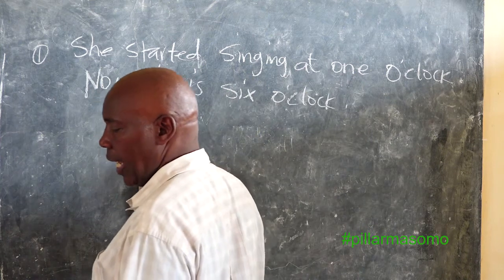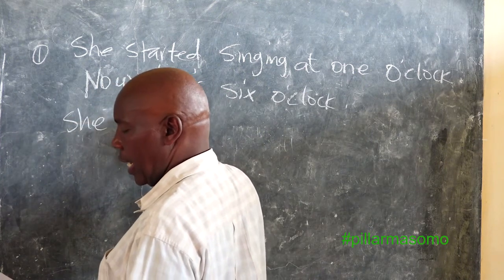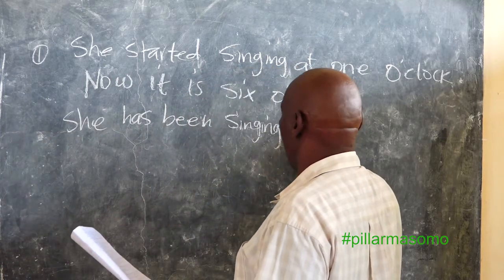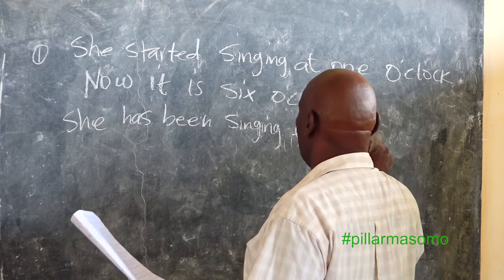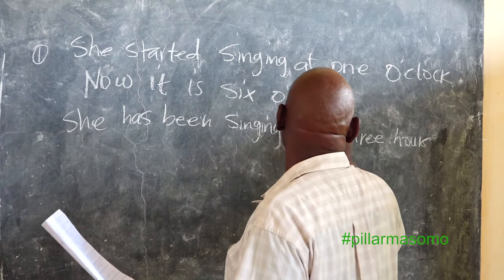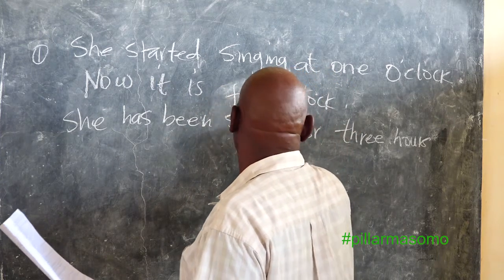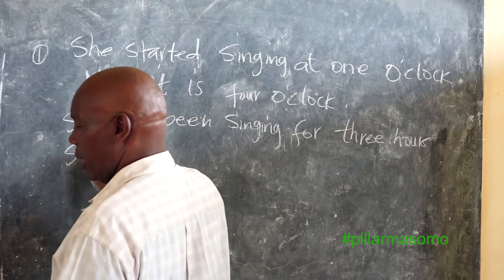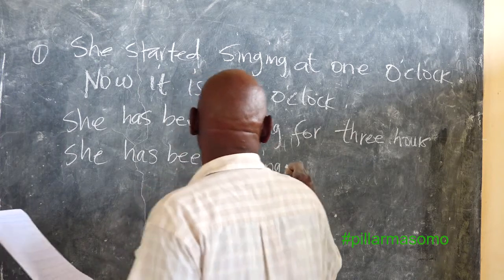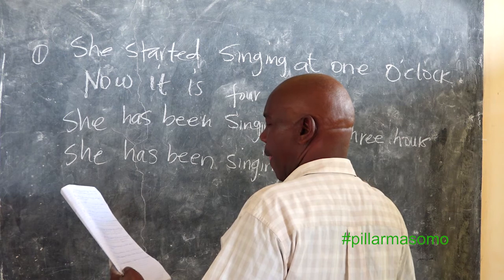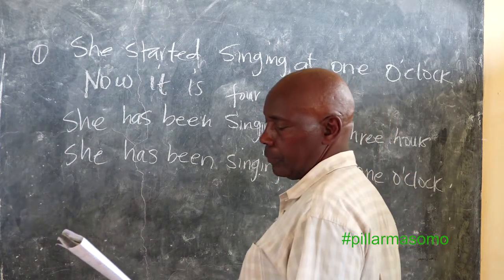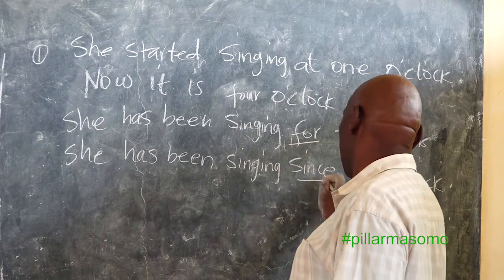This sentence can be written as, she has been singing for 3 hours, and then she has been singing since 1 o'clock. It is 4 o'clock, so 3 hours, that one.